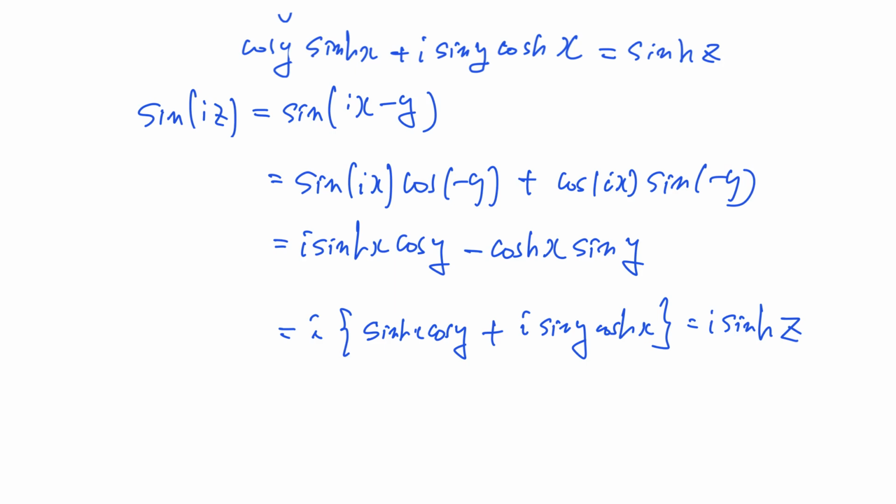So in the complex domain, the trigonometric functions and hyperbolic functions are related to each other by I. So sine iz is I sine hyperbolic z. So far, the polynomial functions, trigonometric functions and hyperbolic functions are all single valued.